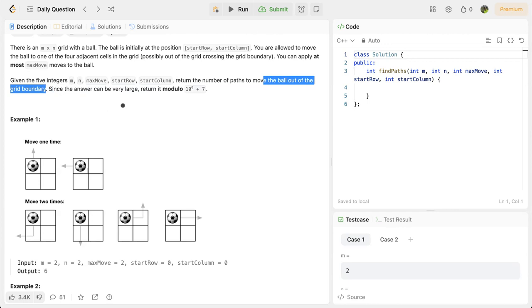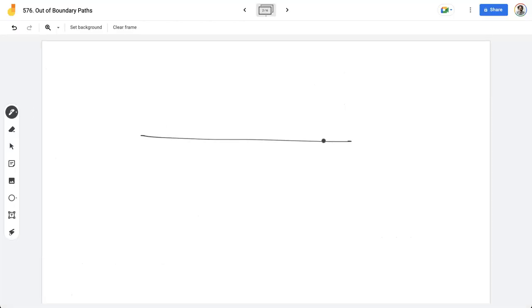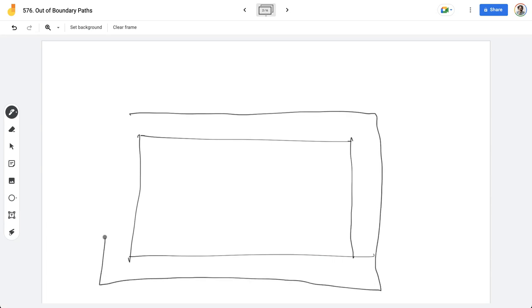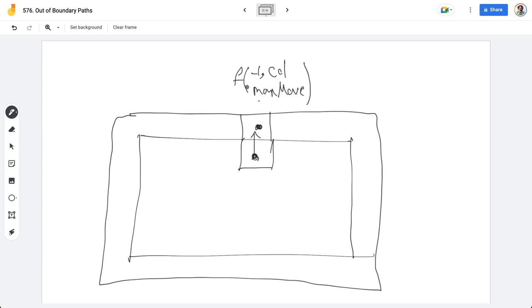So when the ball is out of the grid boundary, we return 1, because that's one way of doing that. Like, this is the grid and this is the grid boundary. So let's say we are here, and we have gone from this cell to this cell, okay? And it's going to be like f of -1, because the row is -1, and some column, doesn't matter what that is, and some max number of moves. It doesn't matter, again, max move. We know it's greater than or equal to 0. Max move at this point is greater than or equal to 0.